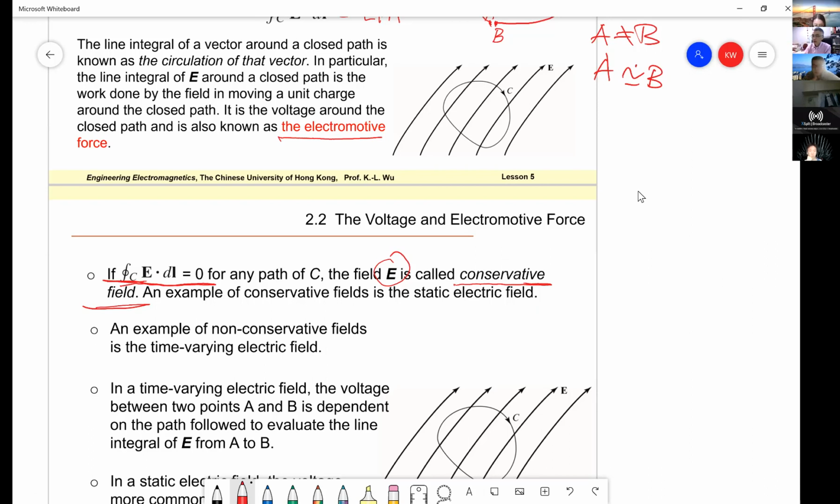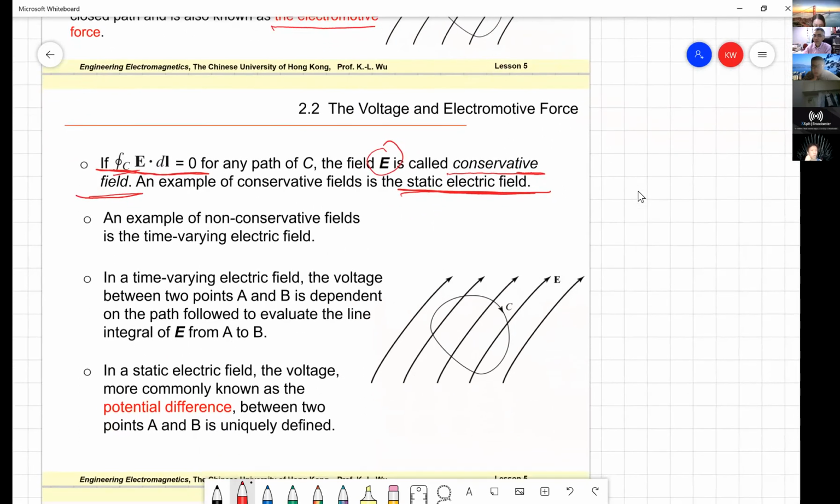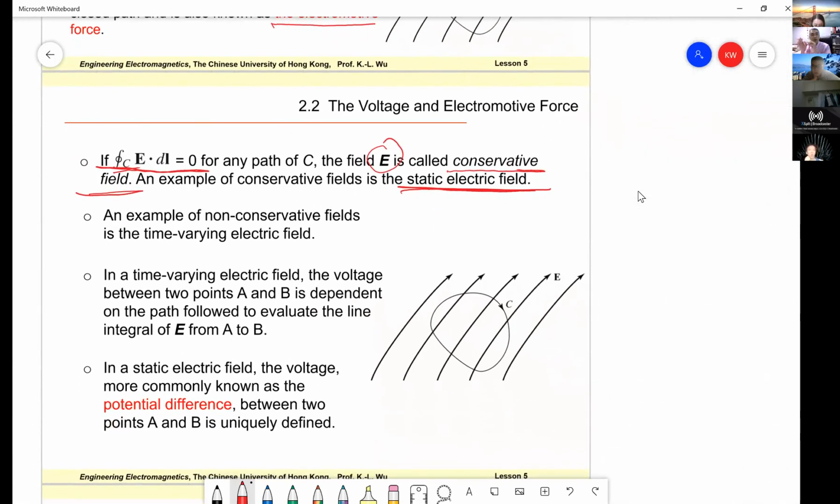One example of such a conservative field is the electrostatic field. But if the electrical field changes with time, then this closed loop integration is not necessarily equal to 0.